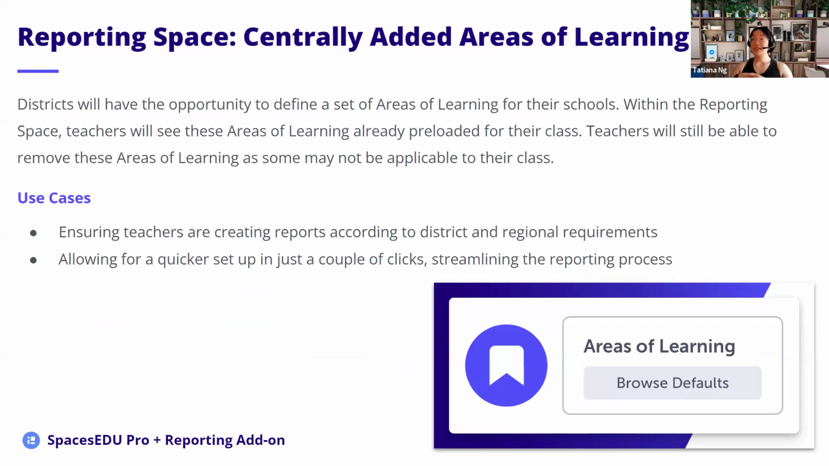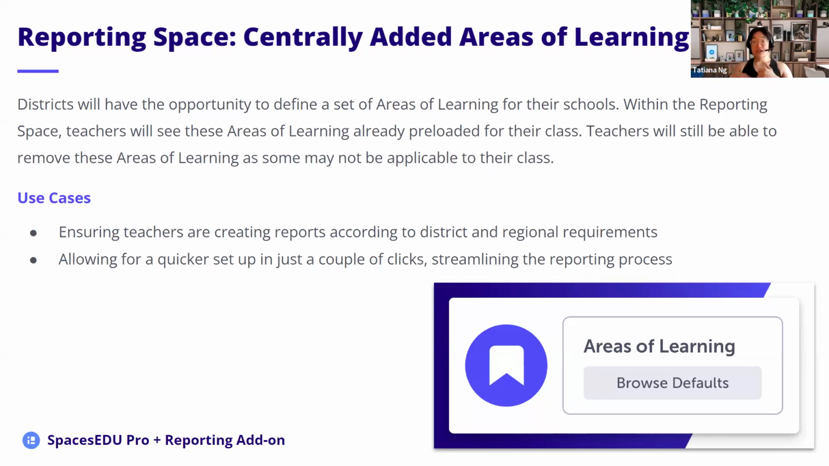Next is the centrally added areas of learning. Essentially what this does is help district administrators create a template for educators to work from when they're setting up reporting spaces. Previously, educators had to manually enter those key areas of learning within their reporting space settings. But with the centrally added areas of learning, this takes care of things for the educator. They would just have to enter their comments and observations, and wouldn't have to think of what those areas of learning need to be within that printout.